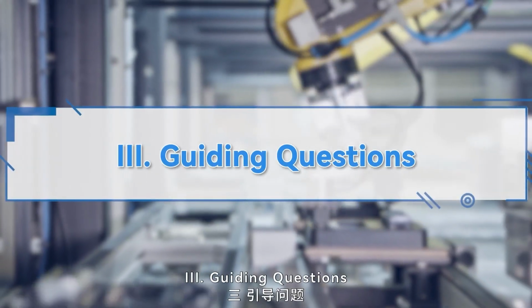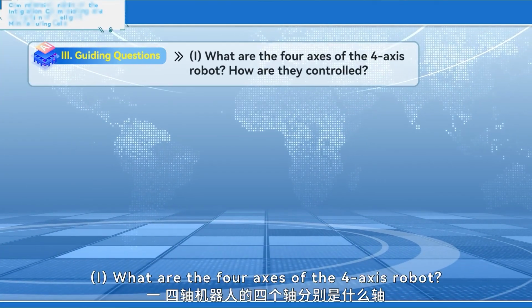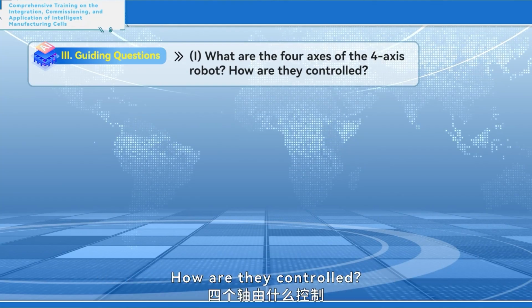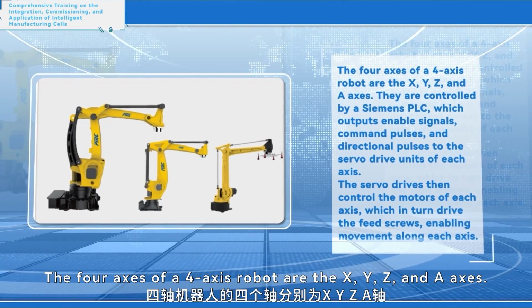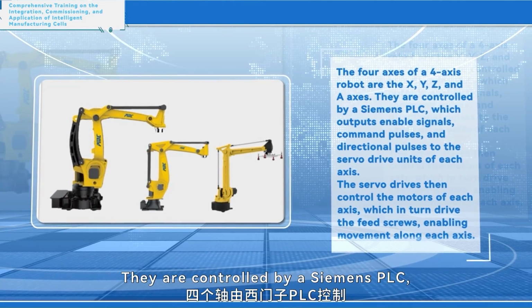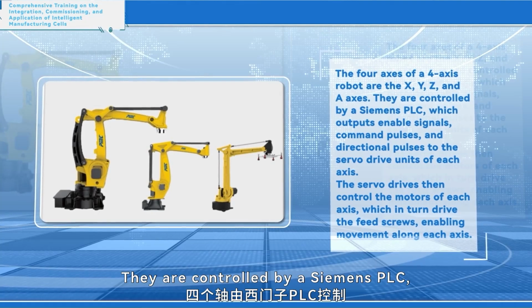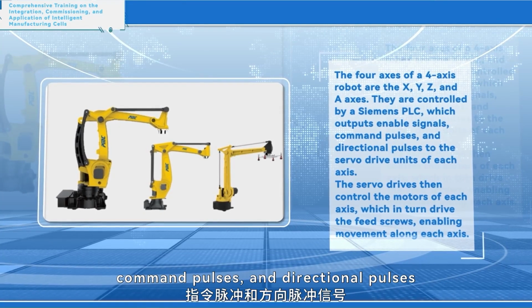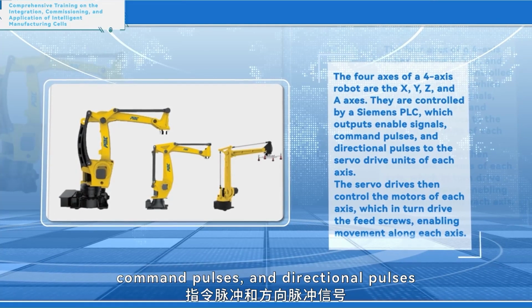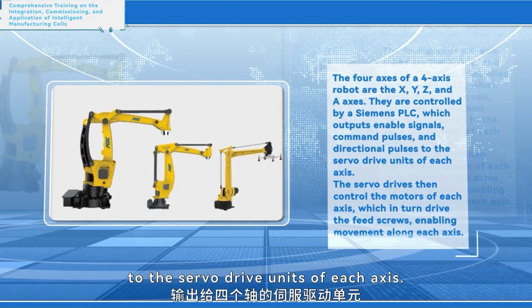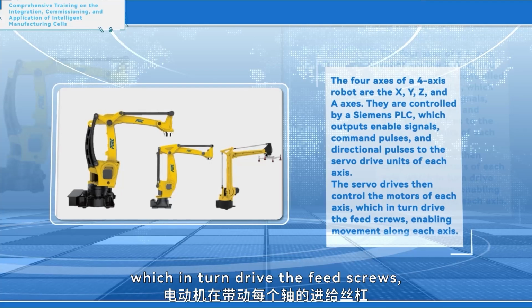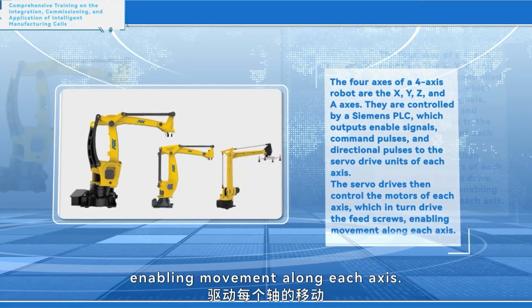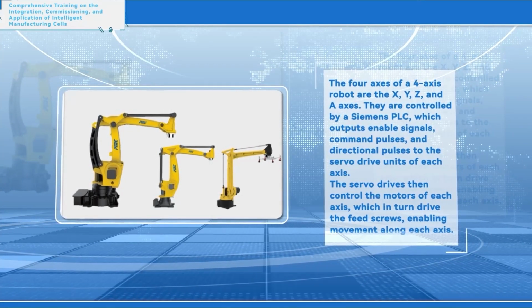3. Guiding questions. 1. What are the 4 axes of the 4-axis robot? How are they controlled? The 4 axes of a 4-axis robot are the X, Y, Z, and A axis. They are controlled by a Siemens PLC, which outputs enable signals, command pulses, and directional pulses to the servo drive units of each axis. The servo drives then control the motors of each axis, which in turn drive the feed screws, enabling movement along each axis.